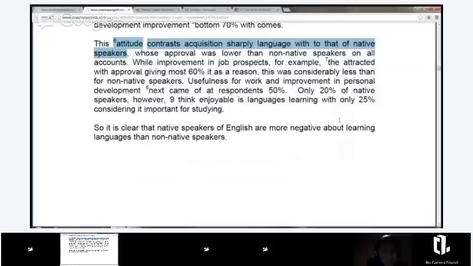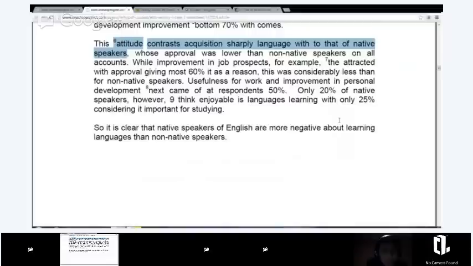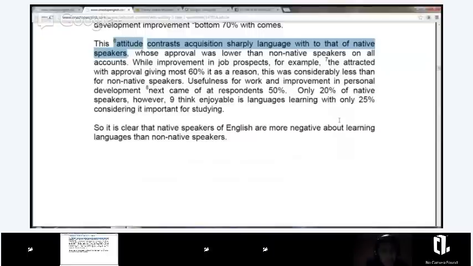I don't have a clue. Oh my gosh. Does anybody have a clue about what the next word might be? I don't know. It's attitude. No, I think it is acquisition. Contrasts. No? Oh, it's this attitude. Yep, this attitude. This attitude of natives.